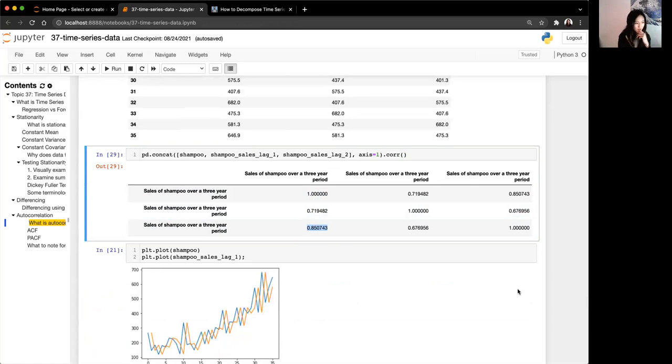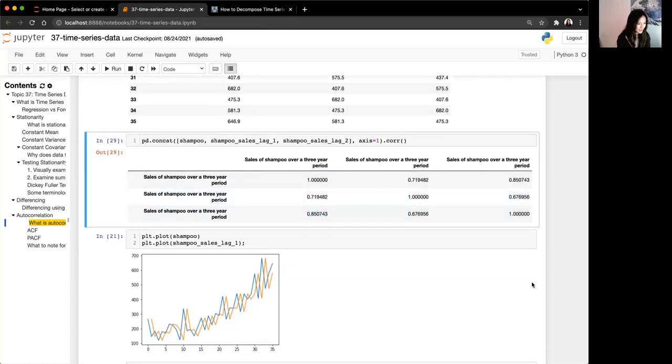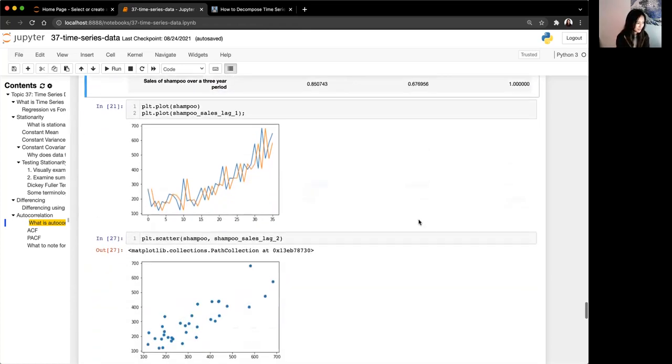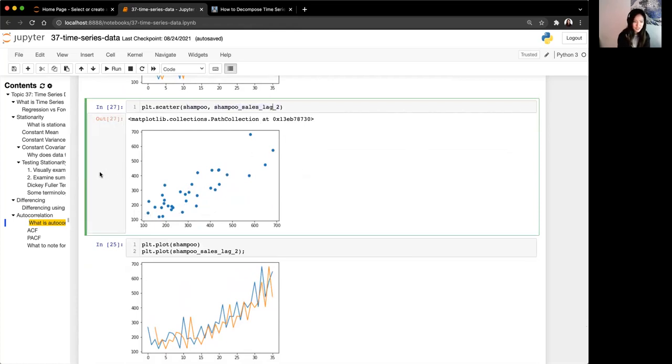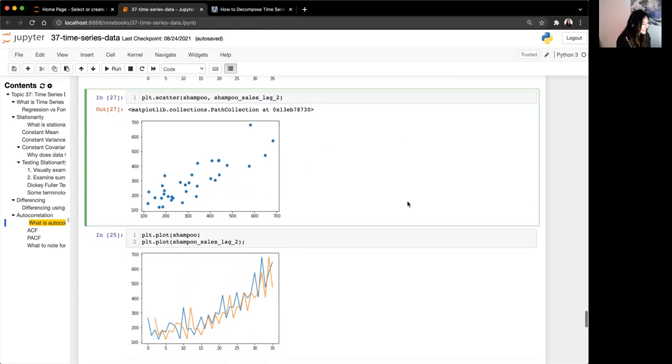If you remember from linear regression, I talked about the linearity assumption. This is kind of related to that: something that's strongly correlated is likely to be a strong predictor for the target. So we can use this, and there are cleaner ways to look at it. Here you can see the scatter plot of shampoo itself versus lag 2. There is a fairly strong positive correlation. This is the one with a 0.85 correlation. Of course, we only have 36 data points here, but that's not the point.